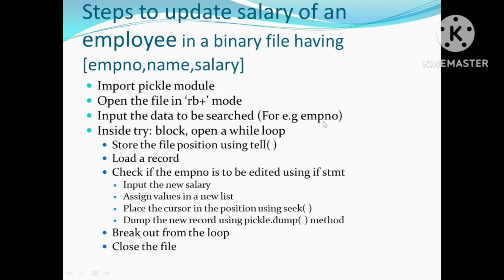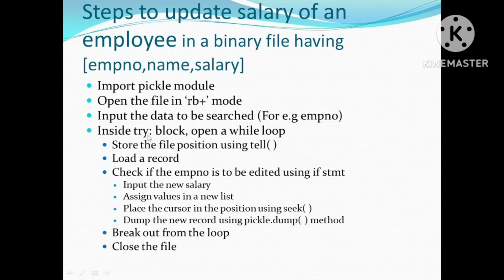You're going to update employee number 10 or employee number 15, whatever you get as input from the user. Suppose it is given in the question, write a program to update the salary record of employee number 103. Then you can directly give the employee number as 103. You need not input the record. Otherwise, you have to first get the input from the user as to which record has to be updated.